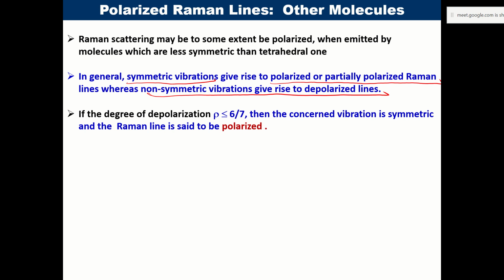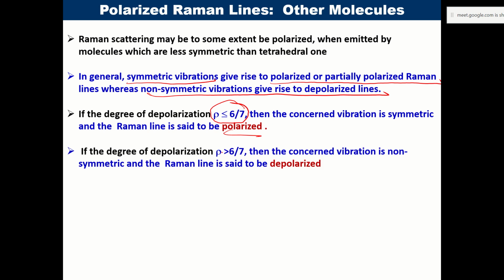And how do we say that something has been polarized? The degree of depolarization is to be seen. If you are observing Raman signal and you calculate the degree of depolarization, if it is less than or equal to 6 by 7, it is polarized. If the degree of depolarization is greater than this value, then we say that it is depolarized. So this is the case for non-symmetric vibration. The previous one where you observe polarized is for the case of symmetric vibrations.